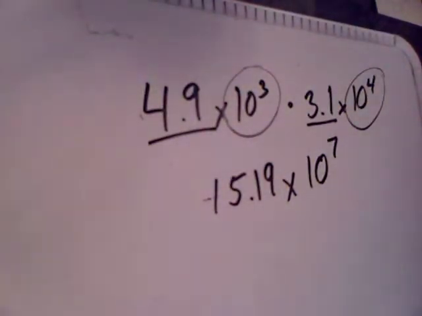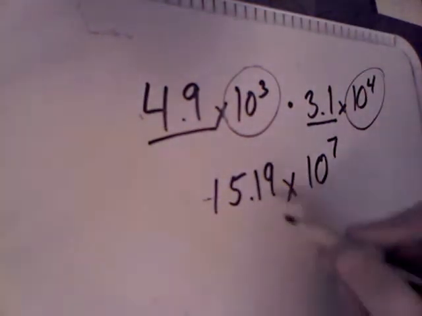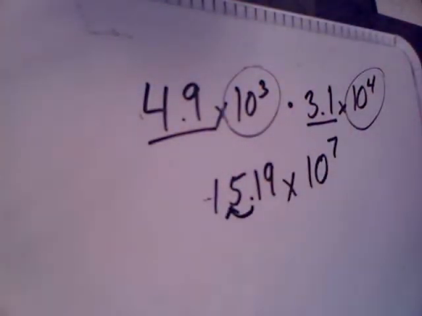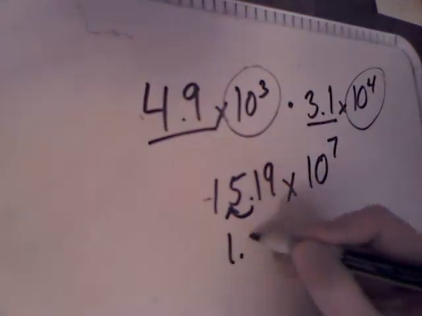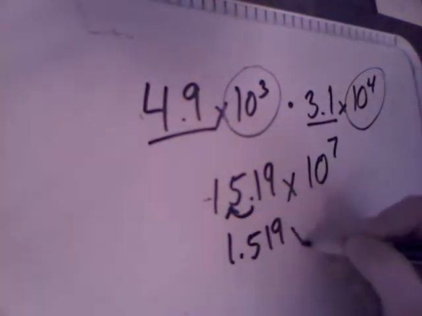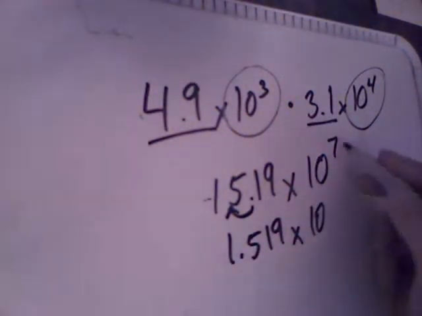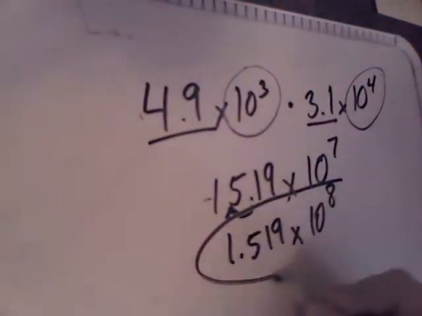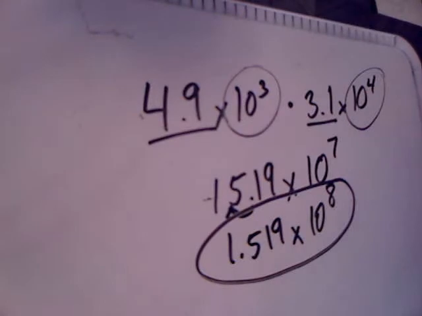When we make sure that we write this in scientific notation, what we want to do is shift this decimal over so there's only one number to the left of the decimal point. That will end up with this being 1.519 times 10, because I move this over 1, to the 8th power, which is going to be our final answer for this multiplication problem.